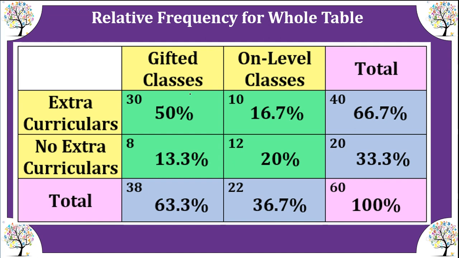So we can see that out of all those surveyed, 50%, so half of the people we surveyed, are in gifted and participate in extracurriculars. We can see that 20% of all those we surveyed are in on level and are not in extracurriculars. So this gives a percent based on the total surveyed.